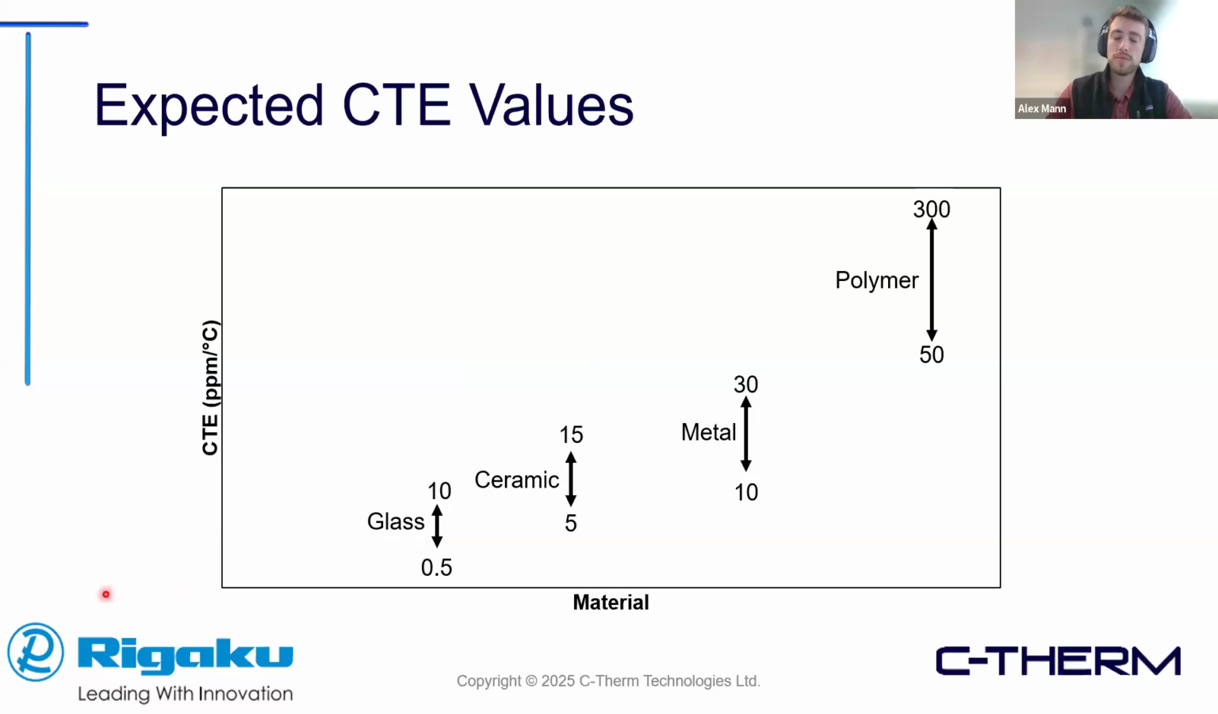So for some expected CTE values, of course, there are always exceptions, and this should be taken with a grain of salt. But generally, most often, glasses will have the lowest thermal expansion, often between 0.5 and 10 ppm per degree Celsius. After that, we move on to ceramics, which will expand a little bit more, normally between 5 to 15. Then we have metals, which can go from 10 to 30. And lastly, polymers tend to have the highest expansion out of all the material types.